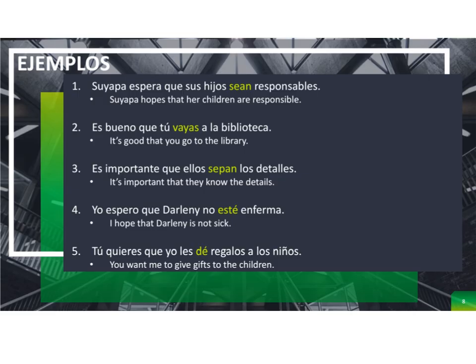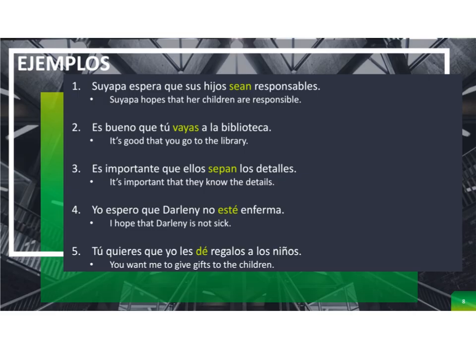Number 3, es importante que ellos sepan los detalles. It's important that they know the details. And again, this is just relative to whoever's opinion is being stated. We could say, es malo que ellos sepan los detalles. So it's bad that they know the details.